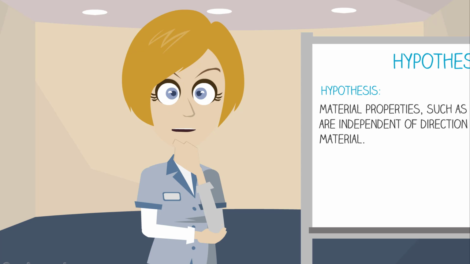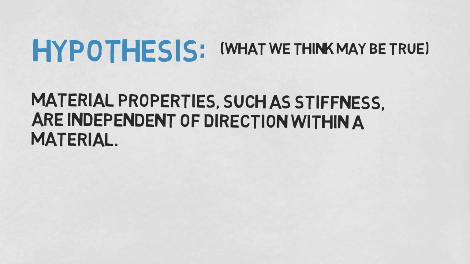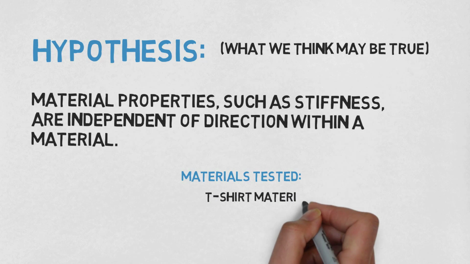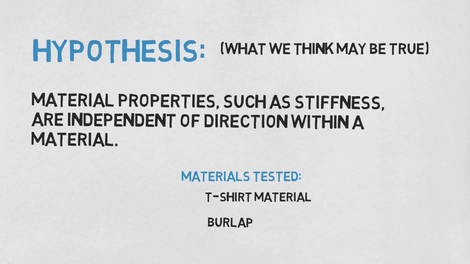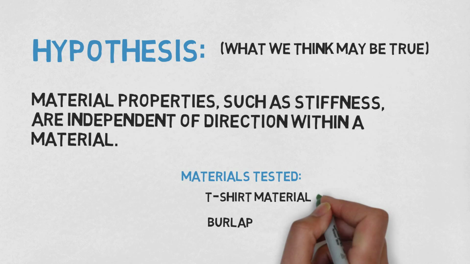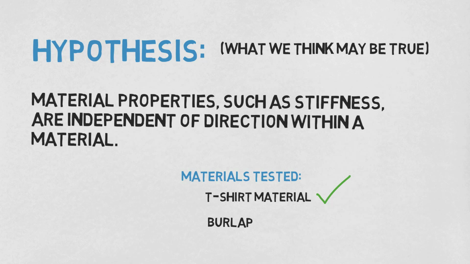So what can we conclude from our experiment? At first, we made the hypothesis that material properties are independent of direction within a material. But in our experiment, we found that although this is true for some materials, like the t-shirt material, it is certainly not true for all materials. Our hypothesis is thus proved wrong, at least for some of the time.